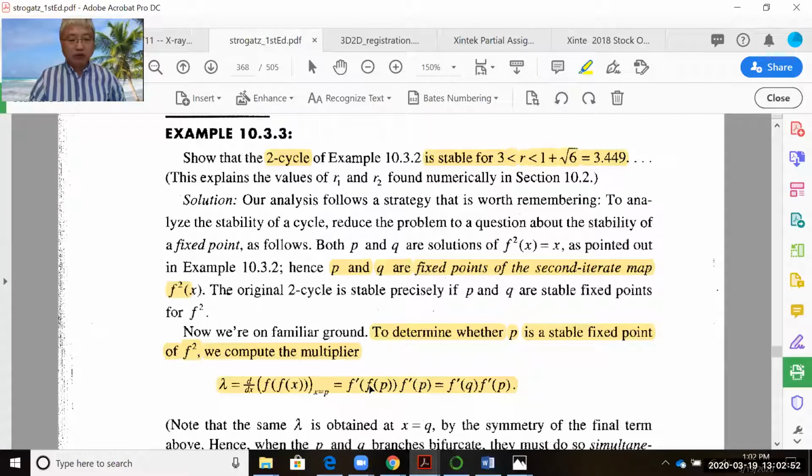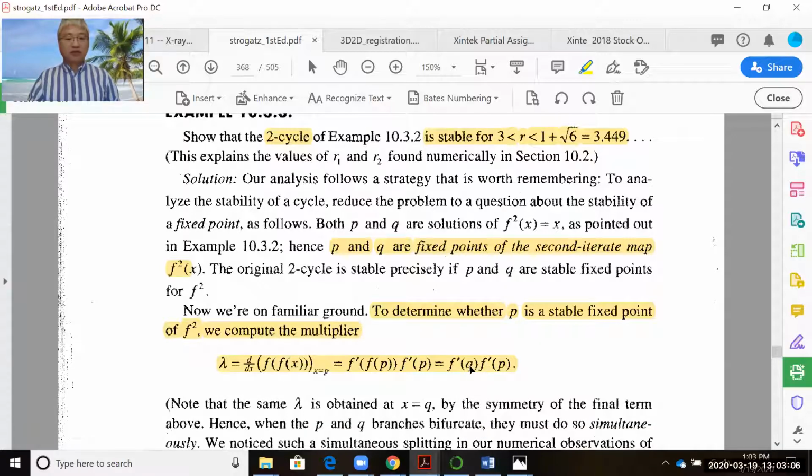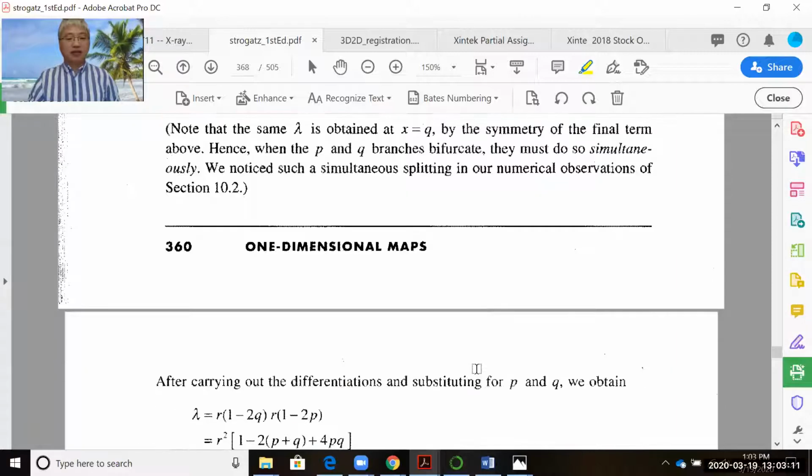Well, since f(p) gives you q, this equals the product of f prime(q) and f prime(p). This can be evaluated analytically because both of these quantities are fairly simple, and we already know the q and the p values, so we can plug in and find out.